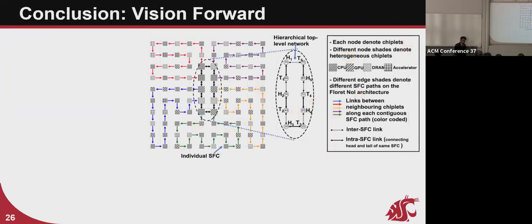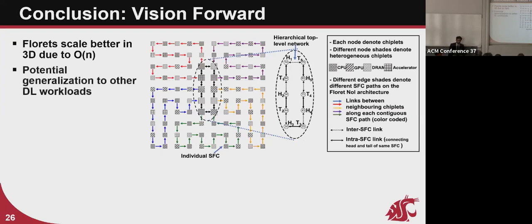So in conclusion, in the vision forward, right now we just considered homogeneous chiplets. We could have individual SFCs with this similar hierarchical top-level architecture where we have different types of CPU, GPU, DRAM and accelerators. And this scales better as we go into 3D due to this linear dependency. And there could be potential generalization, as we have seen in these concurrent tasks on DL workloads.